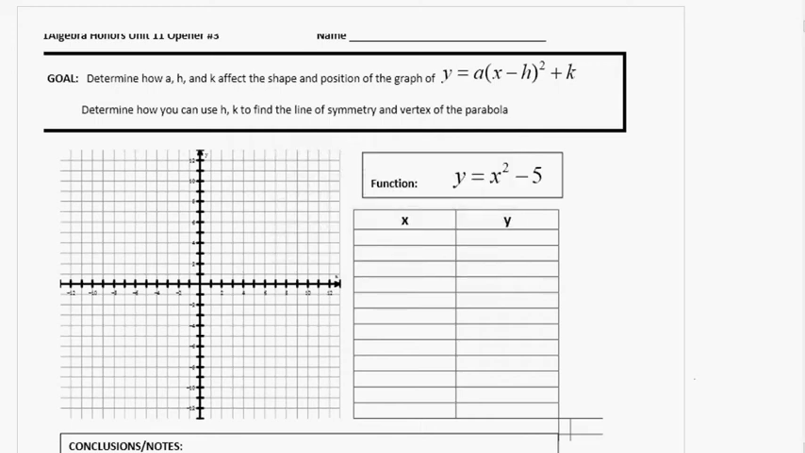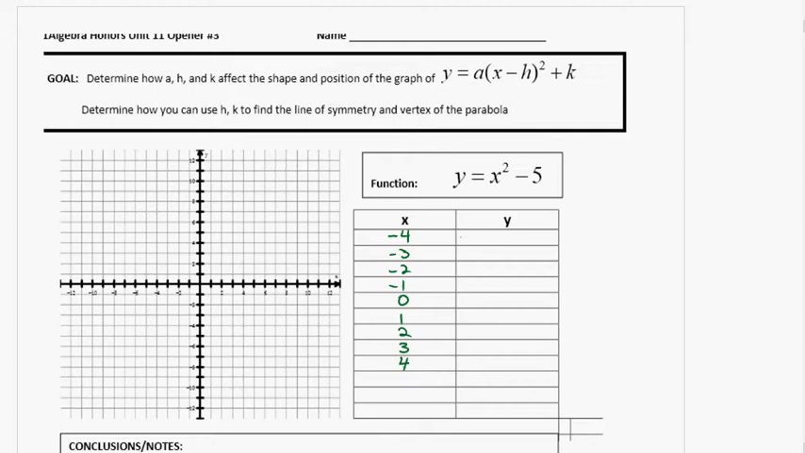Continuing our investigation of a, h, and k, we have another function slightly different than the prior one. Before we had x squared plus 2, and that shifted the parabola up 2. What does x squared minus 5 do? Again, looking at our key values here for now. And it won't always be negative 4, negative 3, negative 2, negative 1, 0. Just for now, I know this is a good place to start.